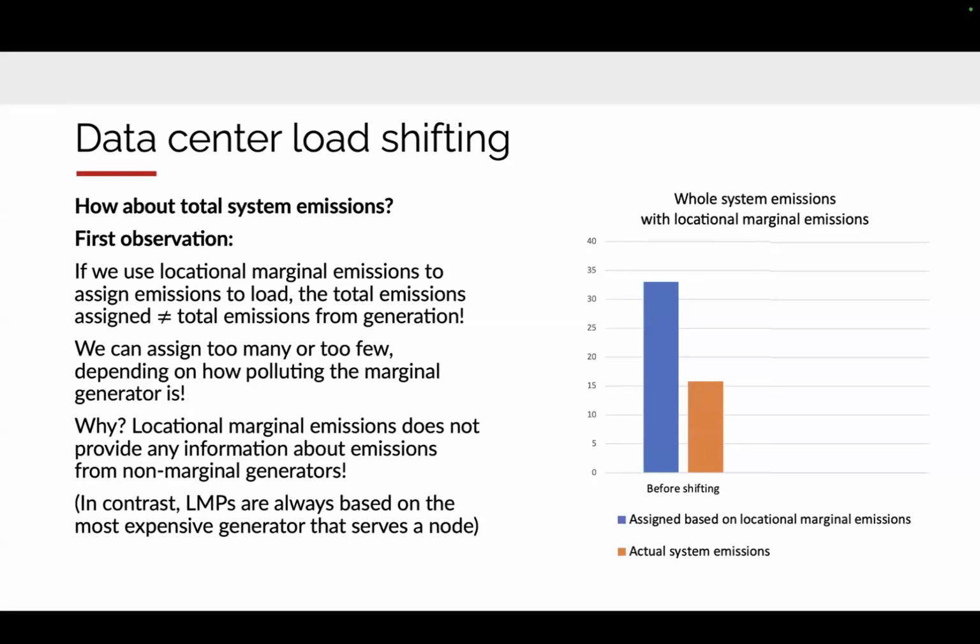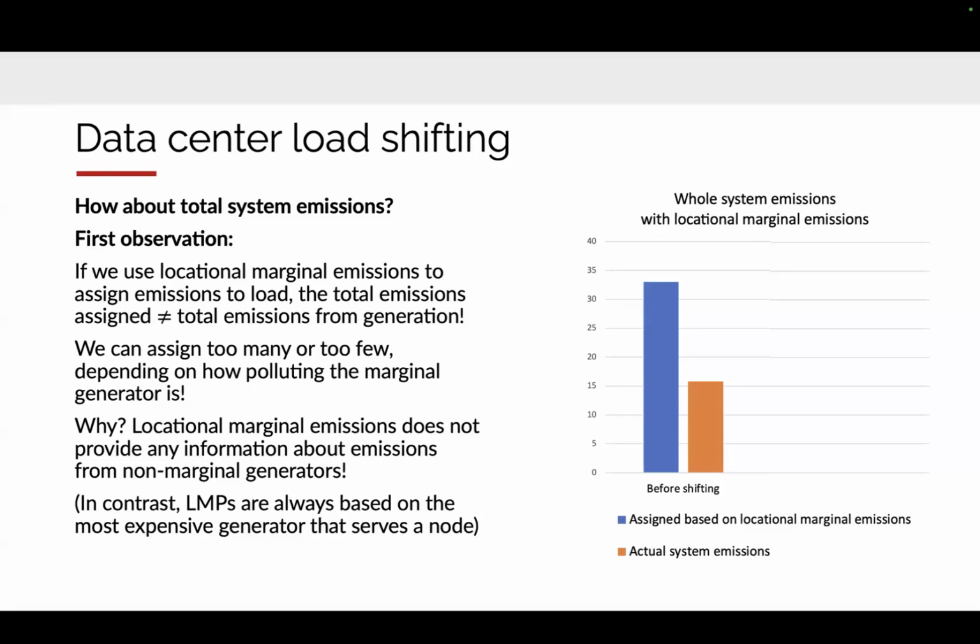And so what happens there? Well, just to say, this is looking at just the data that gives us the assigned system emissions. So if I assign emissions based on locational marginal values, I get a total system emissions that is almost twice as large as the actual system emissions. And this is because the locational marginal emissions only tells us about what's happening on the margin. It does not tell us anything about the emissions of the generators that are not on the margin. And so as a result, we can assign too many emissions or too few emissions, and it all comes down to how polluting is the marginal generator in the system.